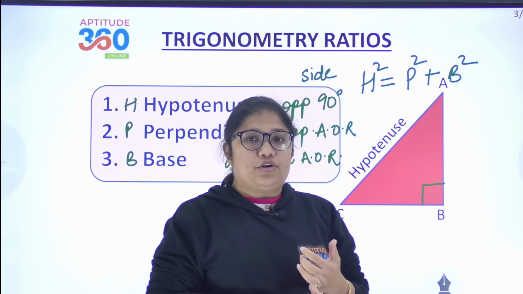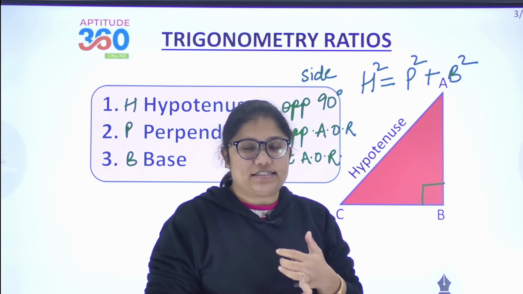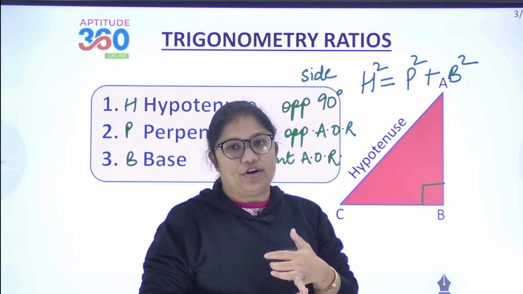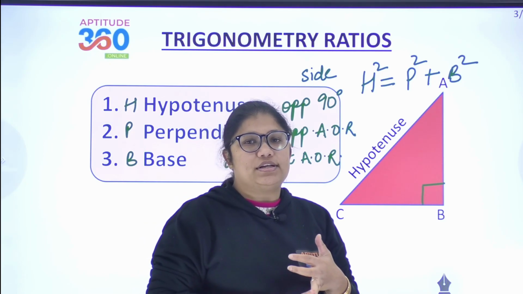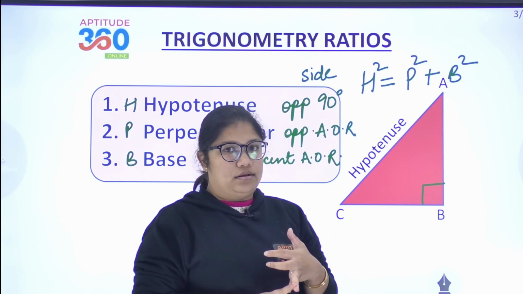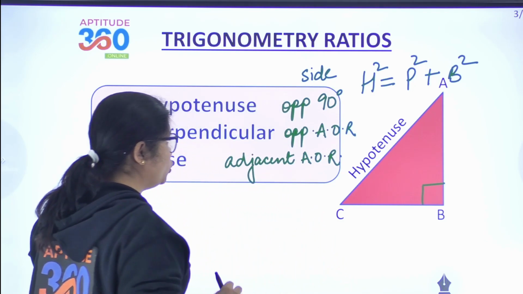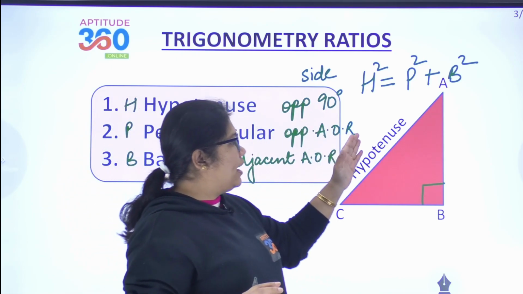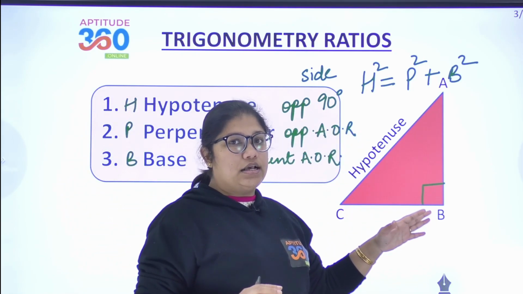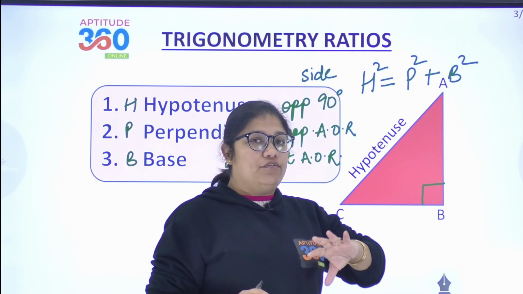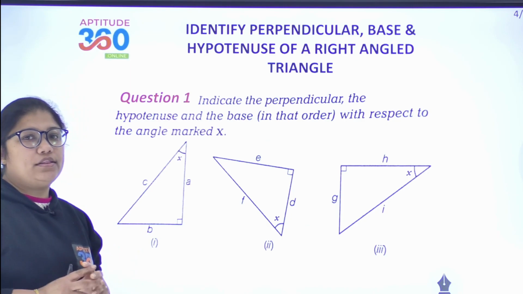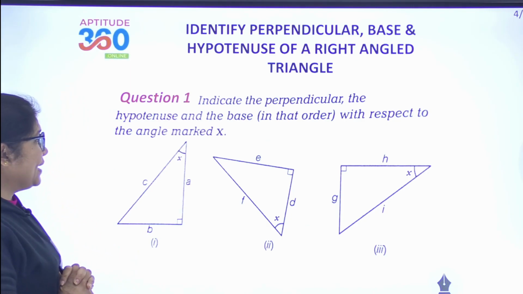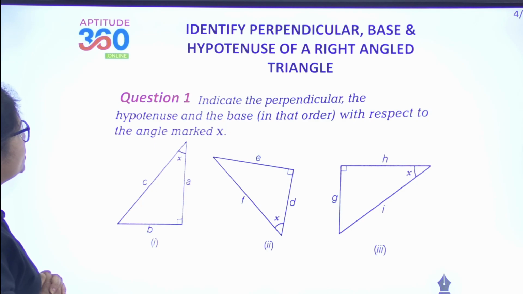So in any trigonometric ratio question, the first step will be to identify your angle of reference. The second step will be to identify all three sides of the right angle triangle, right? So let us do some questions on identifying hypotenuse, perpendicular and base so that we are clear with the basic concepts. Take 2 seconds to read the question, friends. It says, indicate the perpendicular, the hypotenuse and the base in the correct order with respect to the angle marked.